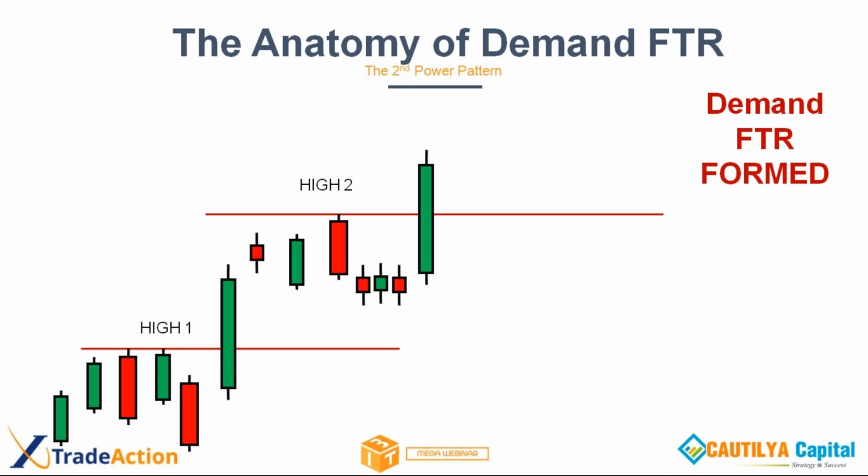Okay, I'll define the rules. The rules are simple. There are only 5 simple rules in FTR. Make a note, friends. Rule number one, H1 formed. Rule number two, H1 broken. Rule number three, H2 formed. Rule number four, the base is formed. Rule number five, H2 is broken. A very, very simple 5-step rule.